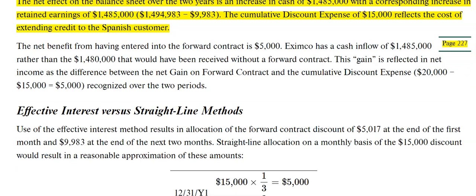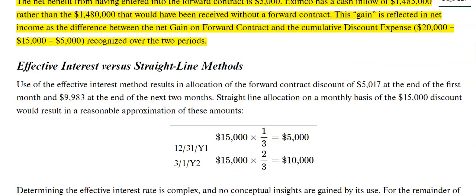The net effect on the balance sheet over the 2 years is an increase in cash of $1,485,000 with a corresponding increase in retained earnings of $1,485,000, that is, $1,494,983 minus $9,983. The cumulative discount expense of $15,000 reflects the cost of extending credit to the Spanish customer. The net benefit from having entered into the forward contract is $5,000.